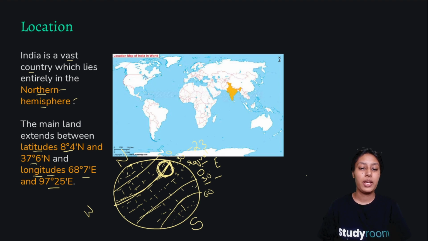Because the Tropic of Cancer divides our country into two equal parts. The Tropic of Cancer is also known as the hottest zone, right? So you just have to understand these terms, as these are basically given to give you a proper exact location of our country.